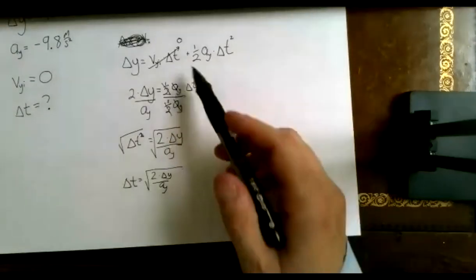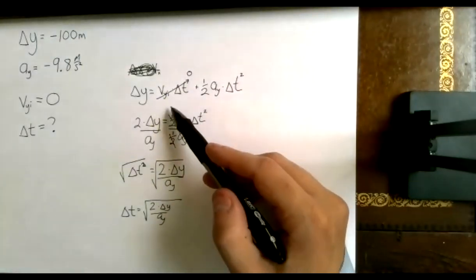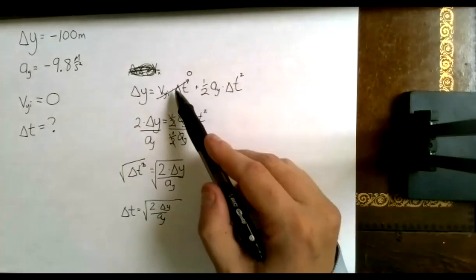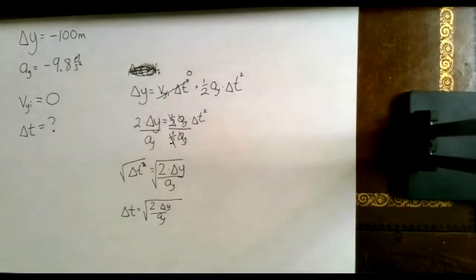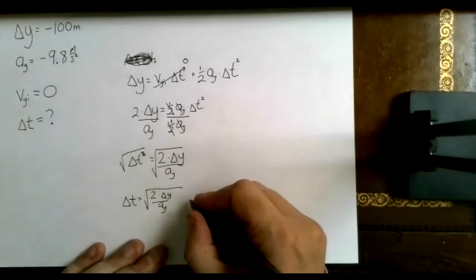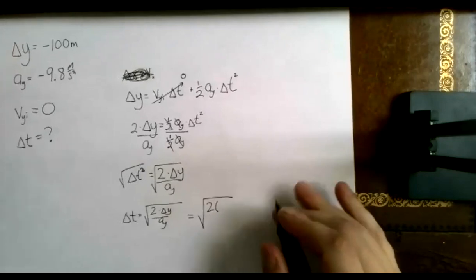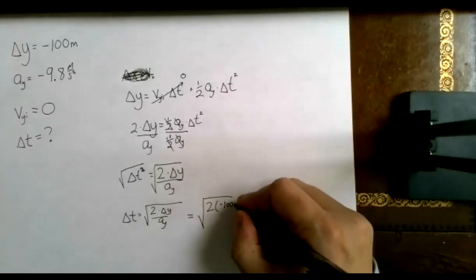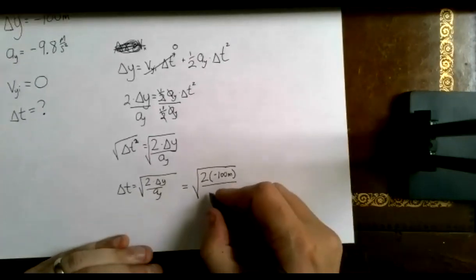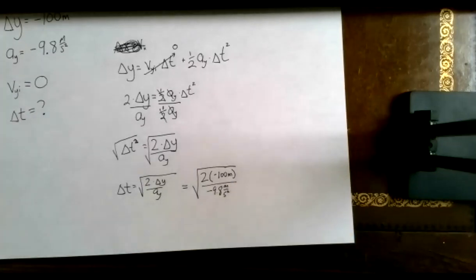That one is tricky to rearrange, especially if you don't remember to plug in the 0 for the initial velocity first. If you're having trouble rearranging it for delta t because it's there in 2 places, you might want to think about whether anything is 0 and any of the terms just disappear. But anyway, now we can go ahead and plug numbers in. So we've got the square root of 2 times negative 100 meters divided by negative 9.8 meters per second squared.